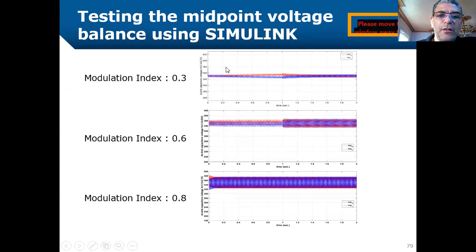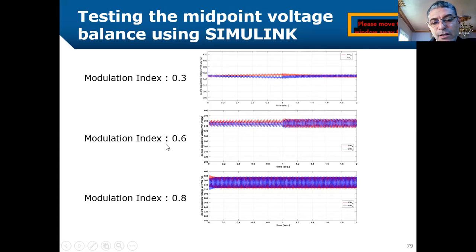Fine. We finally reached the testing stage. Here, in the first half of this time duration, we apply the 3-level algorithm without DC voltage balancing. As we see here, the upper capacitor and lower capacitor voltages are diverging. One is growing, one is decaying, and ultimately one can reach full VDC and the other can reach 0. After we apply the balancing mechanism, the two voltages converge, and this is at modulation index 0.3.